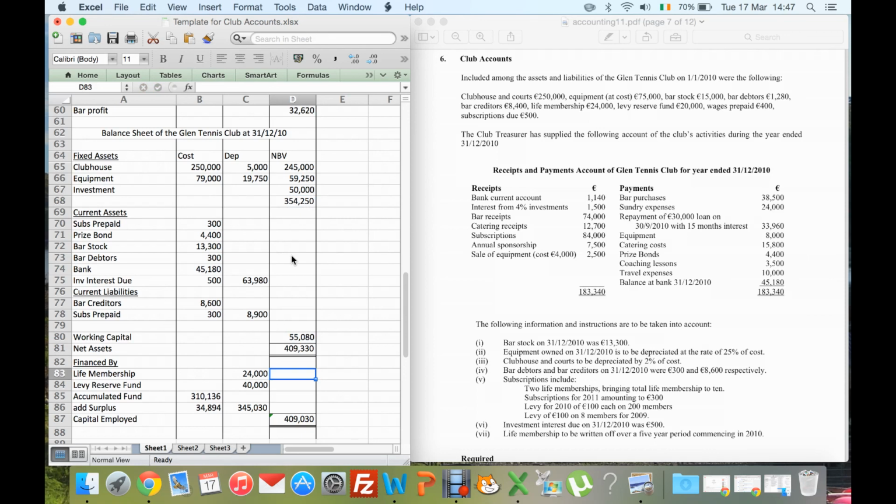Okay, so at this stage we see that I'm out by €300. So what I would do is just literally spend 2 minutes to see, is there €300 mentioned in the question. So we had subs prepaid 300, and I had put the subs prepaid in there, but there was another 300 that I remember somewhere earlier on in the question. Was it interest or something? We had bar debtors as 300 as well. Yeah, I can't remember. So at this stage, we know we're out by 300.